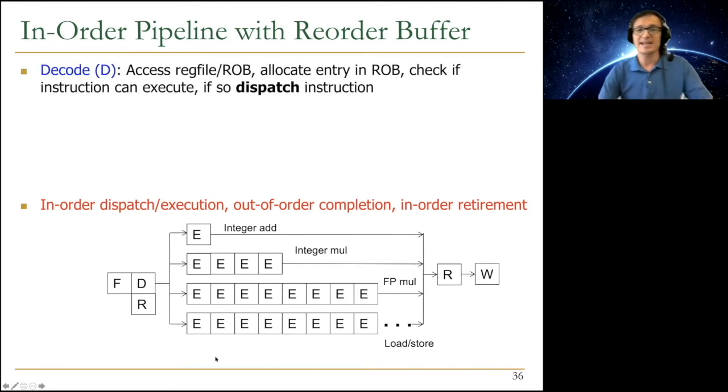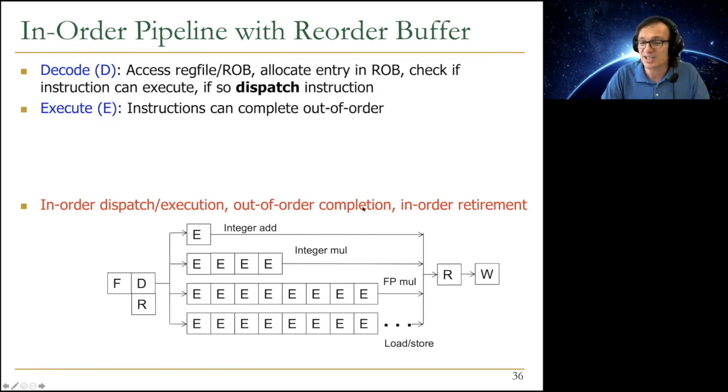Okay, basically at the decode stage, we access the register file and the reorder buffer, allocate an entry in the reorder buffer, and check if the instruction can execute. If so, we can dispatch the instruction. We check if the instruction can execute because if the values are not available, the instruction should not be able to execute, right? That's basically you stall if the value is not produced yet. Clearly, we still stall if the values are not ready.